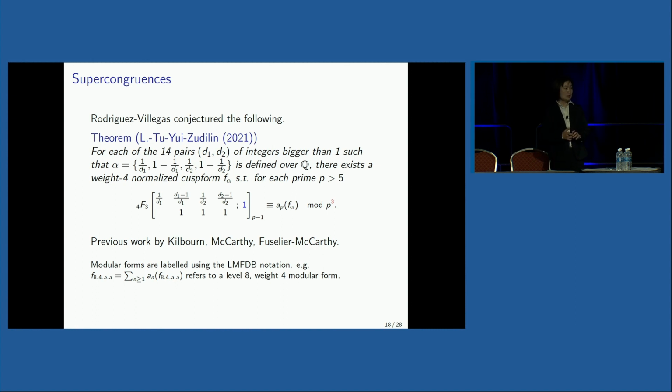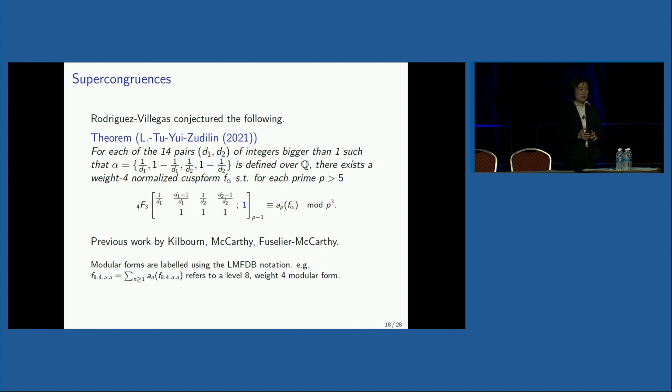If you consider a pair of two integers d1 and d2 starting from 2, and look at the multi-set of length 4 generated by 1 over d1 and 1 minus 1 over d1, to make sure it's self-dual, and then 1 over d2 and 1 minus 1 over d2. If your multi-set is defined over Q, there are 14 such choices.